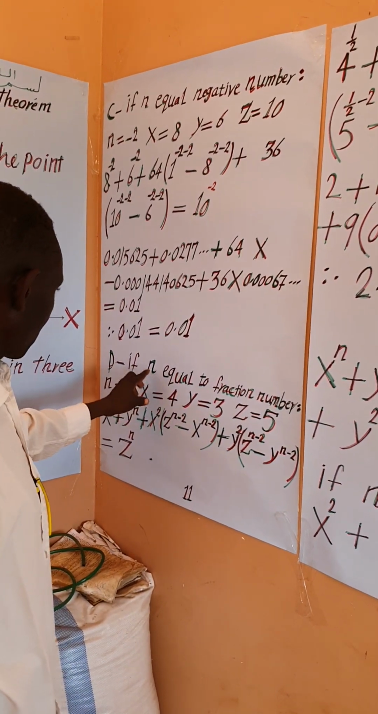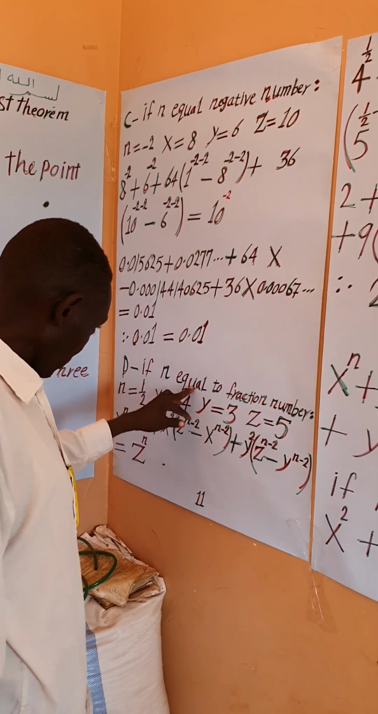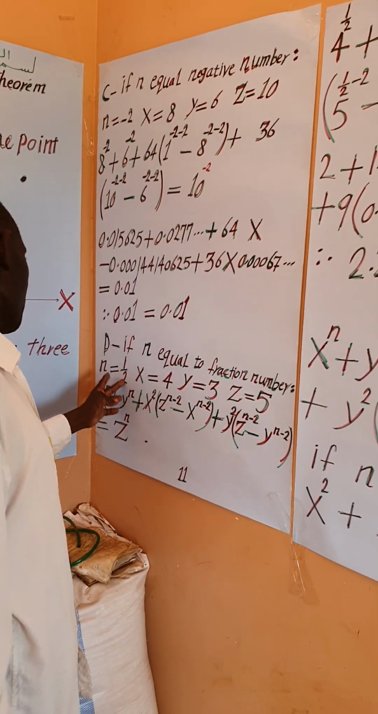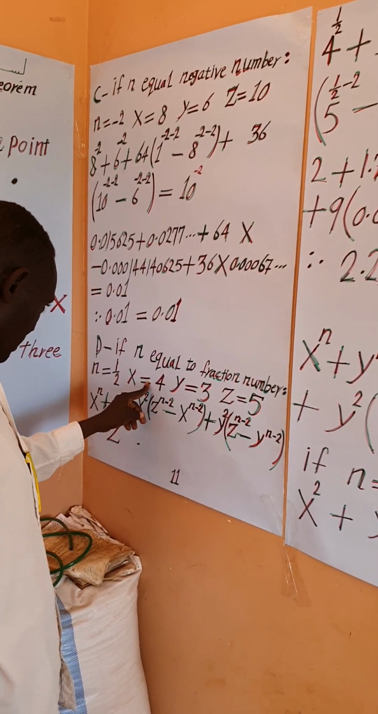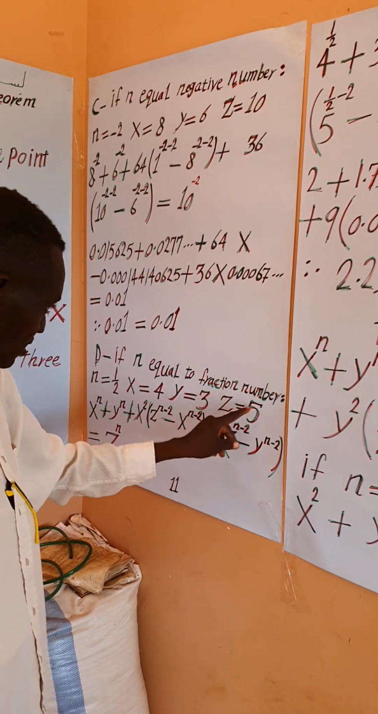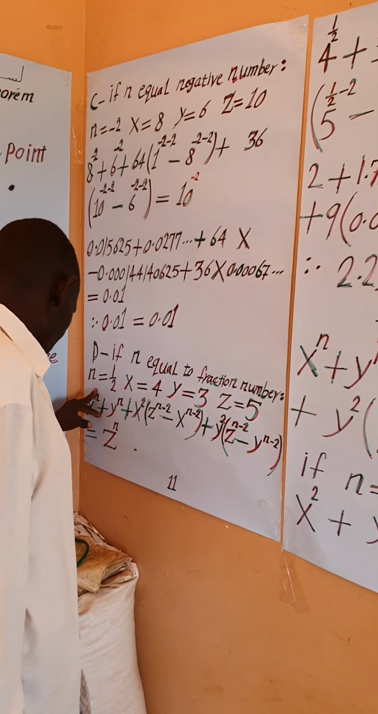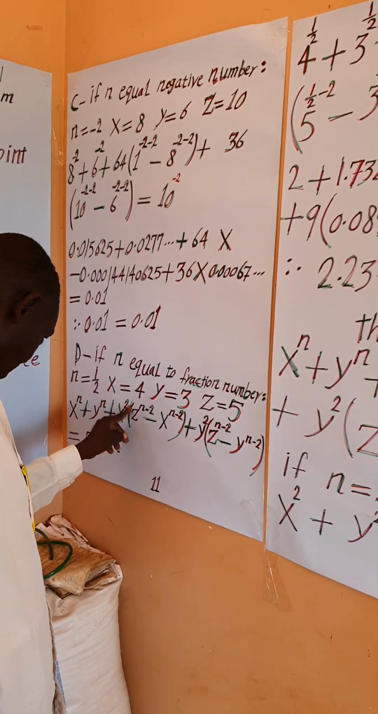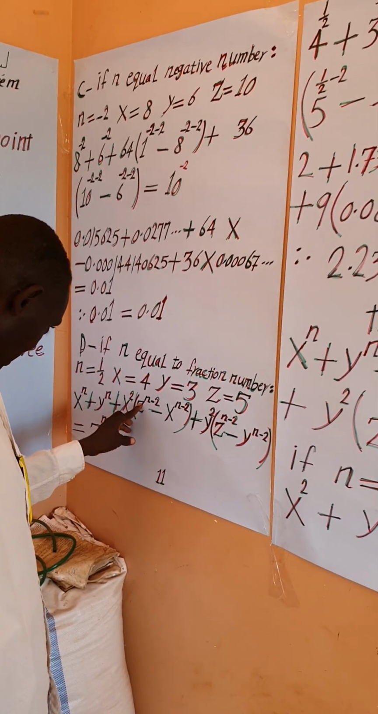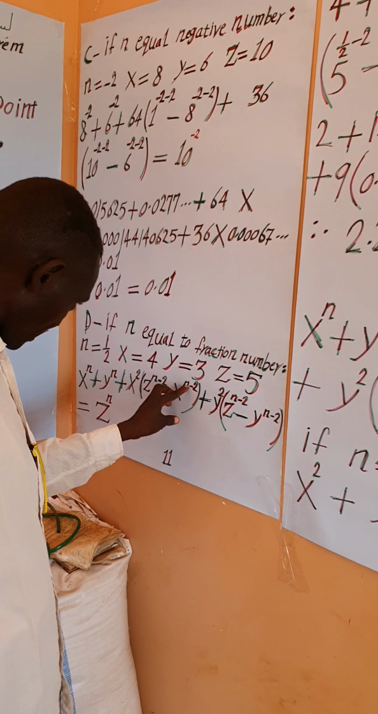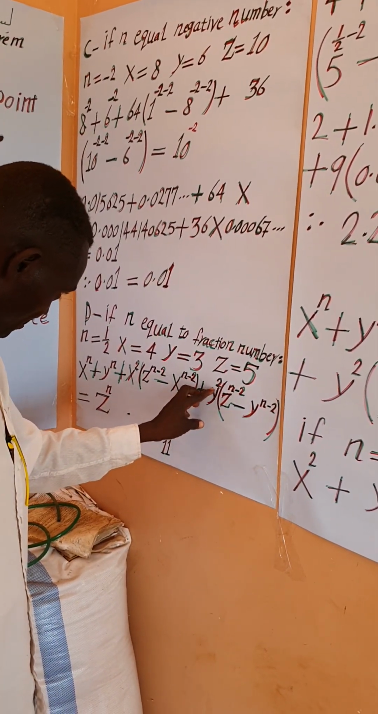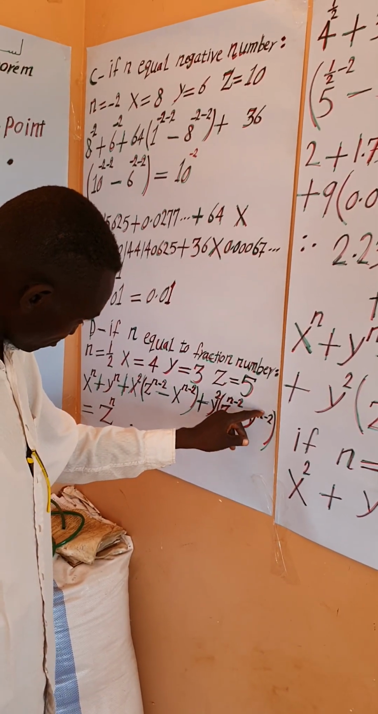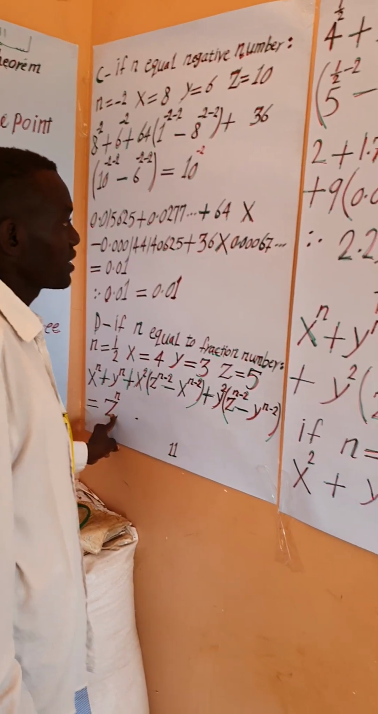If we have n equal to a fraction number, n equal half, x equal 4, y equal 3, z equal 5, x to n plus y to n plus x to n bracket z to n minus 2 minus x to n minus 2 bracket plus y to n bracket z to n minus 2 minus y to n minus 2 equals z to n.